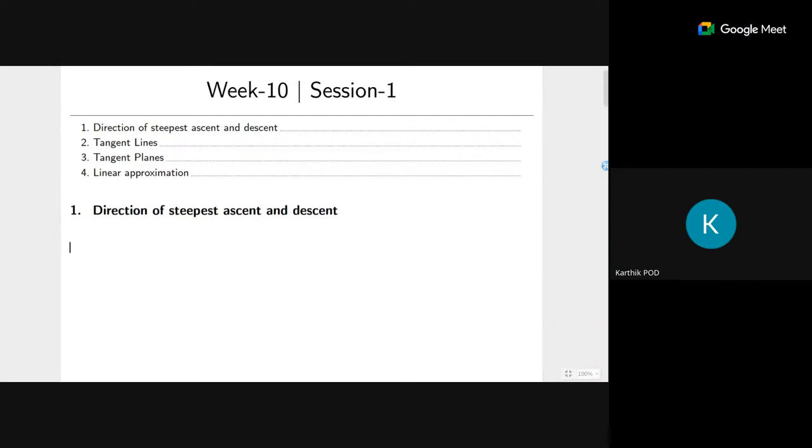Gradient also, sir. Yes, I think I mentioned that. So the partial derivatives lead us to the idea of gradients. So that is what we have done so far.